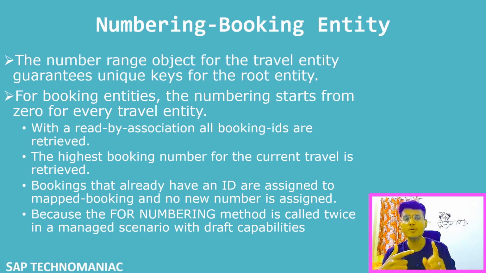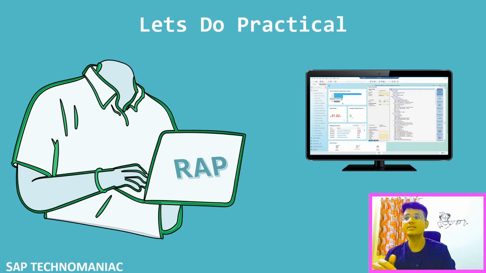One more important thing we have to make sure of: in the draft scenario, all these early numbering methods will be called 2 times. First during the interaction phase when we have to assign the key field, and second during the save sequence. Because it will be called 2 times in the draft scenario, we have to make sure that if a number is already assigned to the booking or booking supplement, we should not assign any new number. We will see that in the draft scenario, but we will write the code now because I will use this application to make the draft scenario as well. So without wasting time, let's jump into the system.